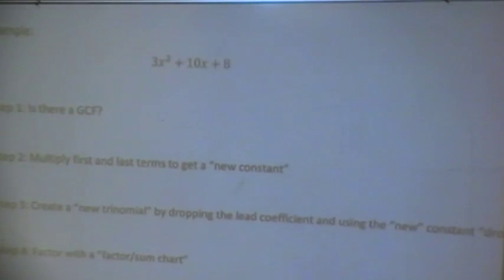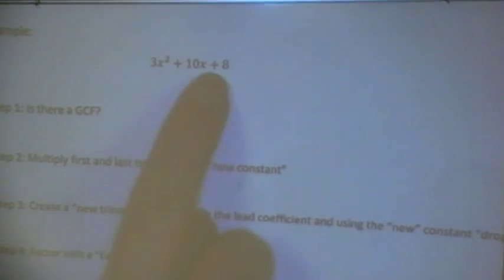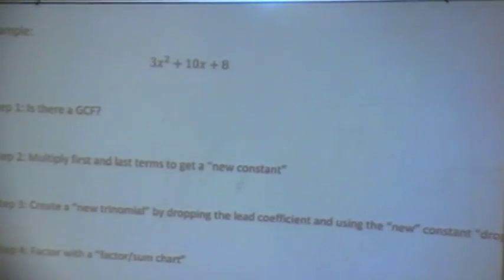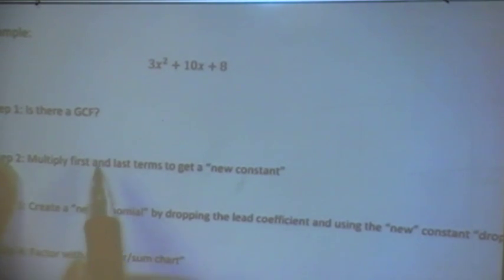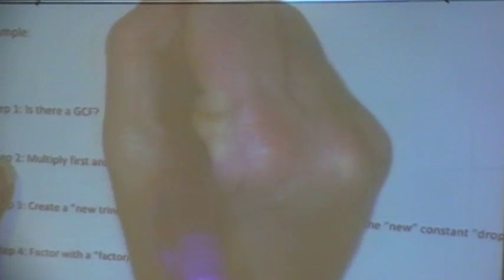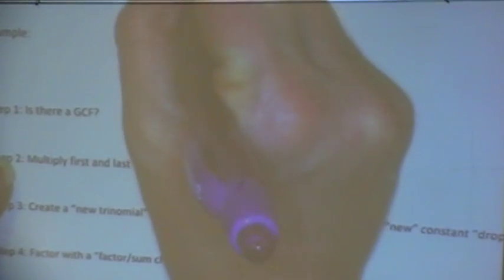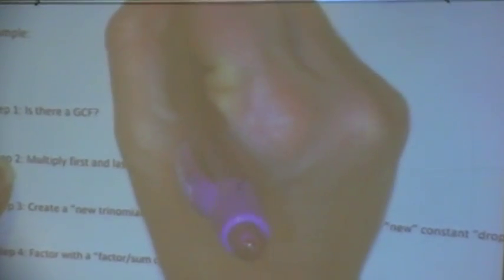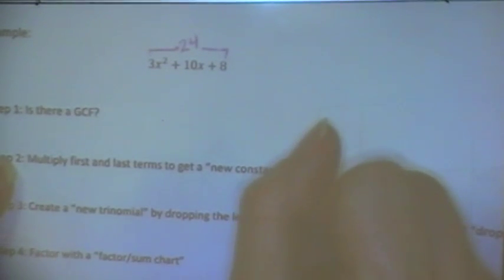Okay, so here's my example. Always and forever, step 1 is to ask yourself if there is a GCF. In this case, there is not. So we move to step number 2, which is to multiply the first and the last terms to get a new constant. I usually do it like this. 3 times 8 gives me positive 24. That's my new constant.